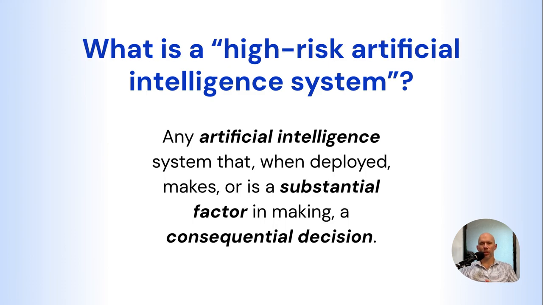So a key definition is that of high risk artificial intelligence. And this is any AI system that makes or is a substantial factor in making a consequential decision. So the terms substantial factor and consequential decision are defined. However, there still is some gray area about exactly what these things mean.